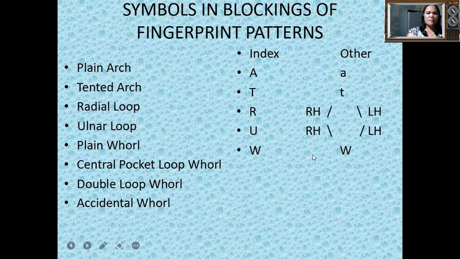For the plain whorl, it remains capital W at the index and all the other fingers. For the central pocket loop whorl, we also use a capital C at the index and small c at the other fingers, and capital D at the index and small d at the other fingers, and capital X for the index and small x at the other fingers. So you have to be very careful in writing the blockings. If it is capital, you have to write it as capital, and if it is small, you have to write it in small letters so that you will avoid mistakes.